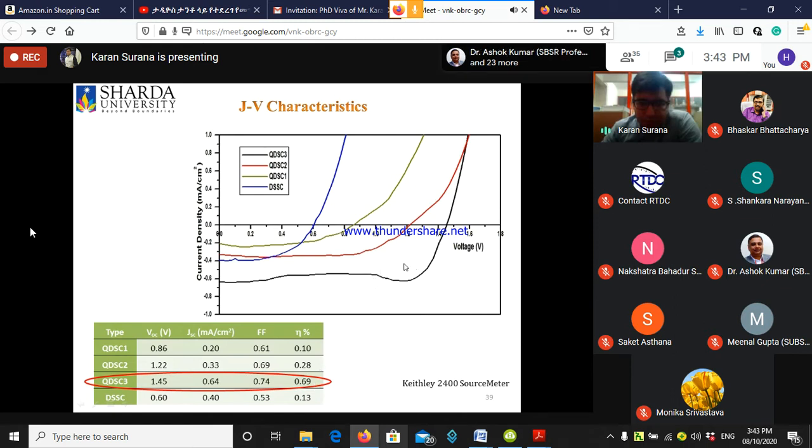A substantial effect of polarization can be seen in all of the JV characteristics, which is because of the usage of the solid polymer electrolyte, that is the PEO-PG with iodine redox couple. Because of that, we can see the polarization.